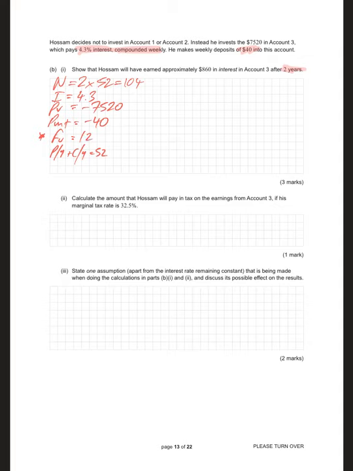FV is 12,537.30 to 2 decimal points. We're showing interest. So remember, interest in an investment is equal to the final value, $12,537.30, minus what you started off with, plus all of the payments that you made. So 104 payments of $40.